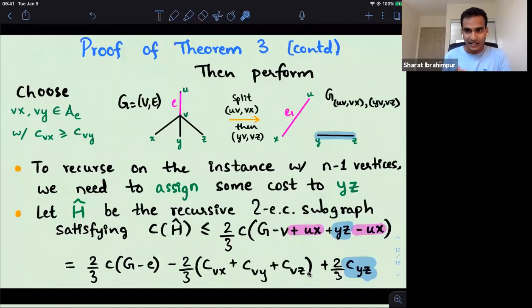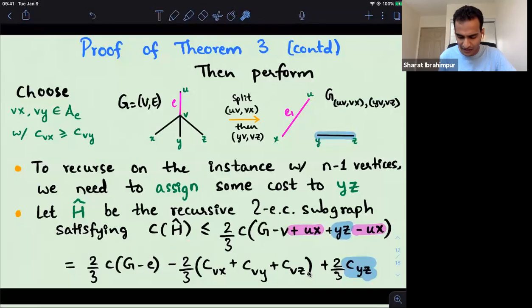And observe that now we have obtained this other subinstance, which does not have some edges, which is okay, but we have a new dummy edge YZ. And if we want to recursively solve this problem, then we need to assign some cost to YZ. For now, we just leave it as a variable. As we go through the rest of the proof, it will be clear what choice of cost on YZ makes sense.